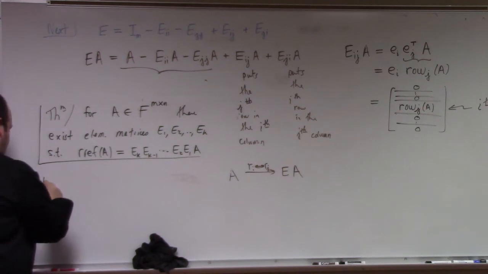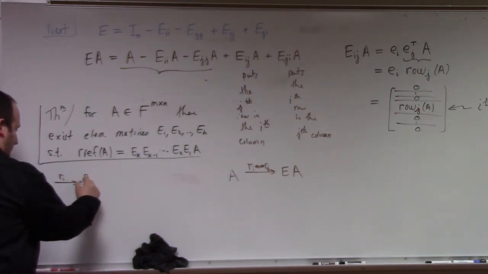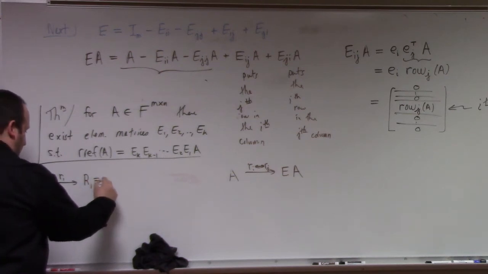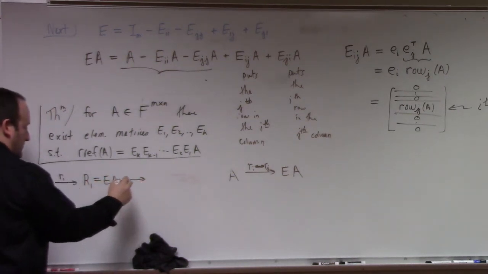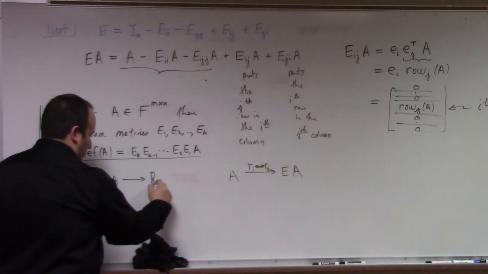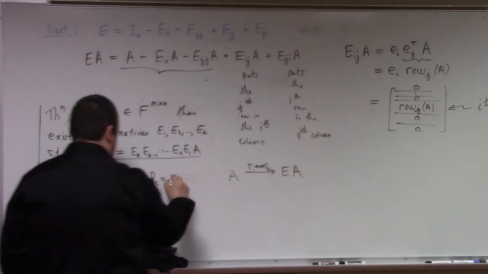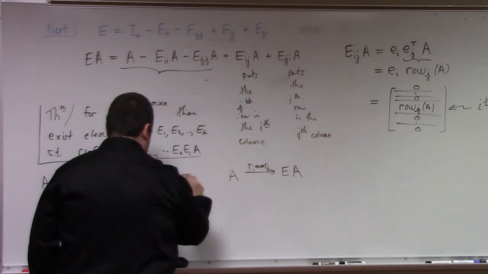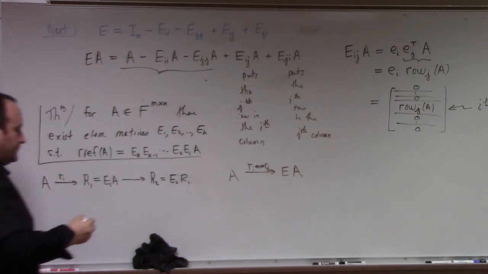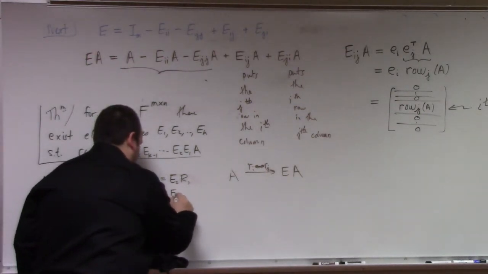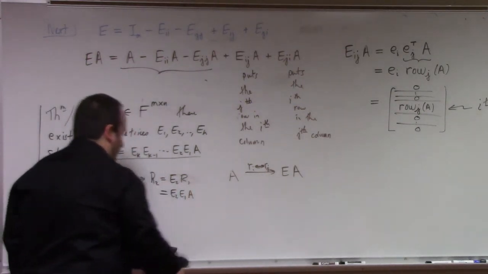Where I'm suggesting we start with A, we do row operation 1, that gets us to the first reduction of A, which is equal to E1 times A. We do the second row operation, gets us to the second reduction, which would be equal to E2 times R1. But E2 times R1 is actually E2 times E1 times A. So that's why I switched the ordering, etc.